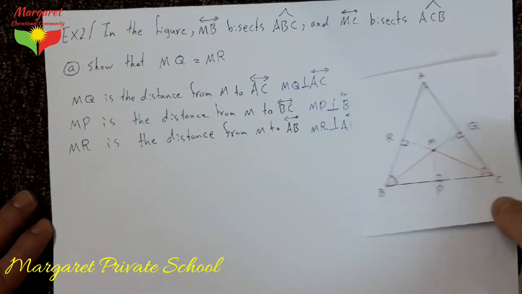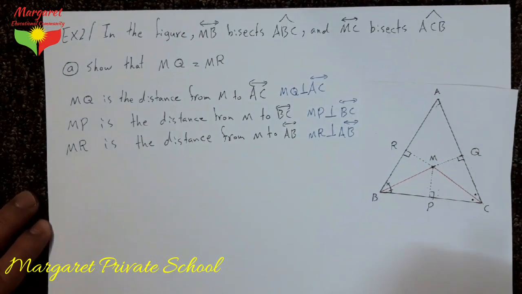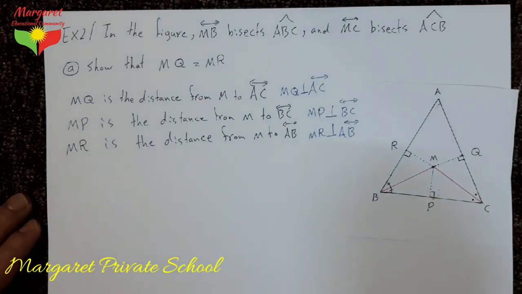And by the first property of bisector we say that every point lying on the bisector of an angle is equidistant from the two sides of that angle.